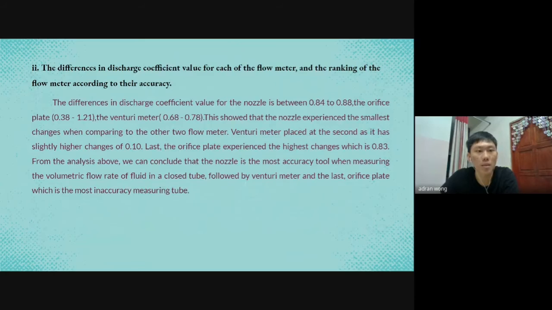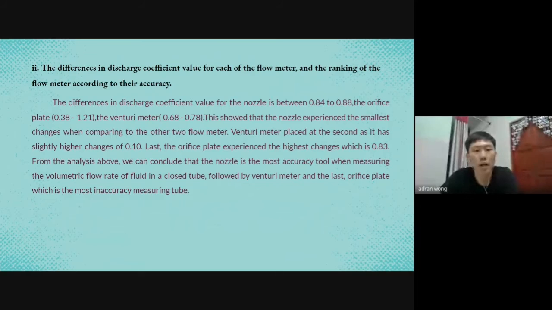Next, we discuss the differences in discharge coefficient values for each of the flow meters and the ranking of flow meters according to their accuracy. The discharge coefficient for the nozzle is between 0.84 and 0.88. The orifice plate is between 0.38 and 1.1, and the venturimeter 0.68 to 0.78.